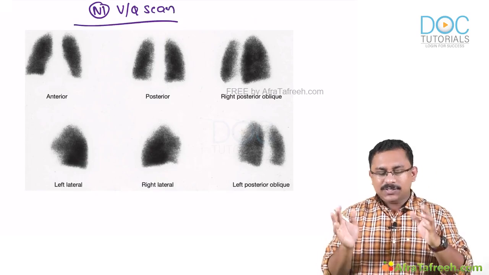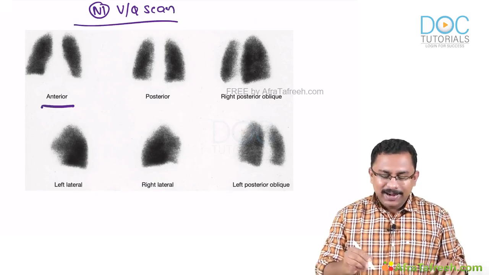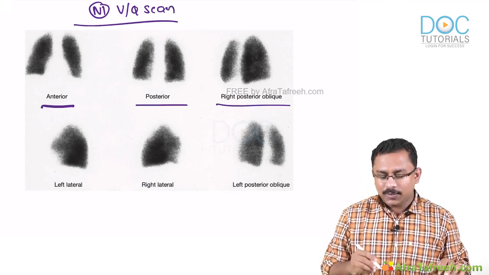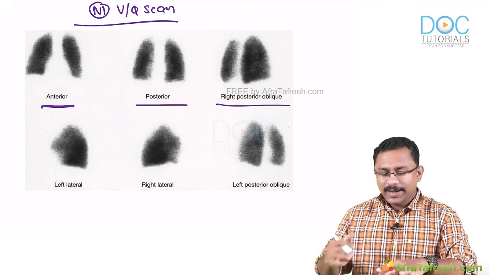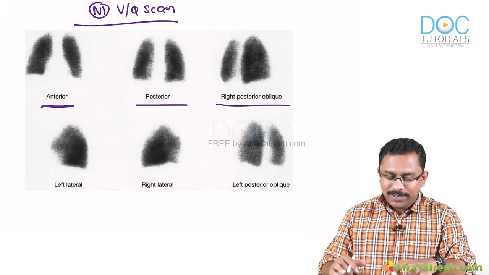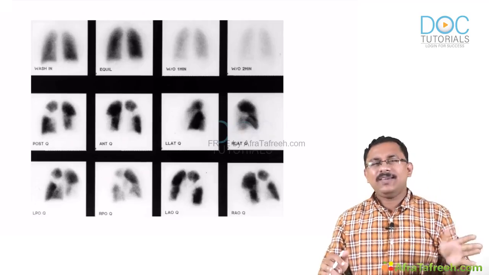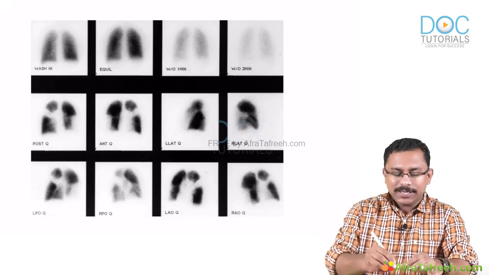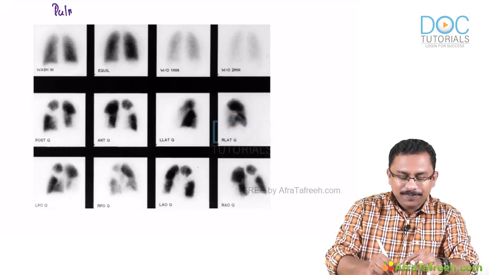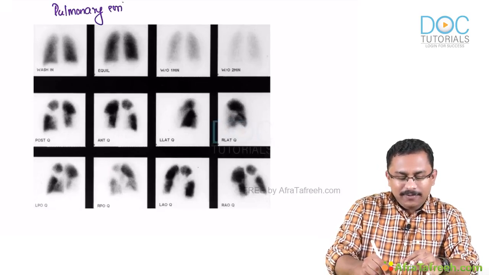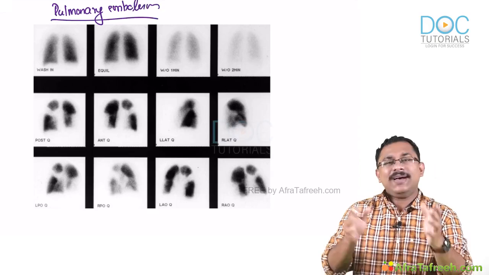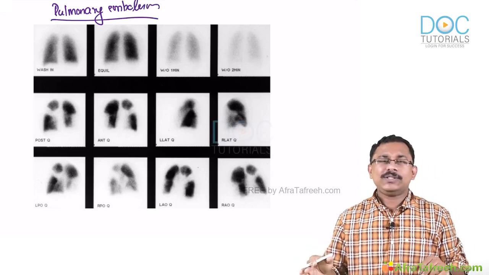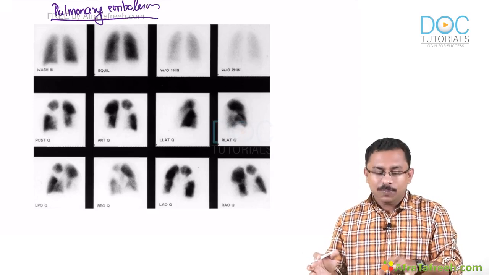You are observing this in various angles, anterior, anteroposterior, and different views are there. But I'll just show you the abnormal one. Normally there will not be any ventilation perfusion mismatch, but here this is a patient who has had a pulmonary embolism, where ventilation would be normal, but you will have areas where there is no perfusion. So this scan would be able to pick it up.